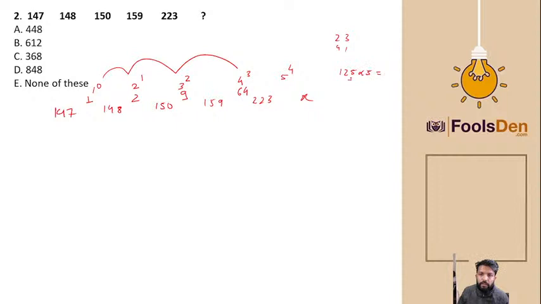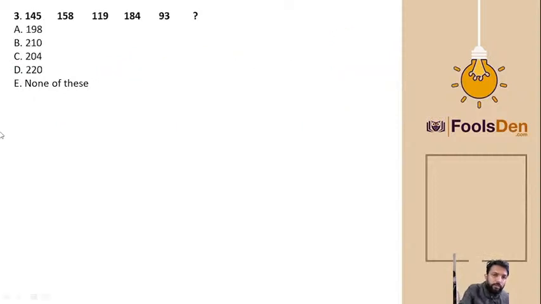So the next difference will be 6. Just add together. That is 6 plus 2 is 8. That is 48. The answer will come in the option marked. Right answer is. Let us proceed to the next question.